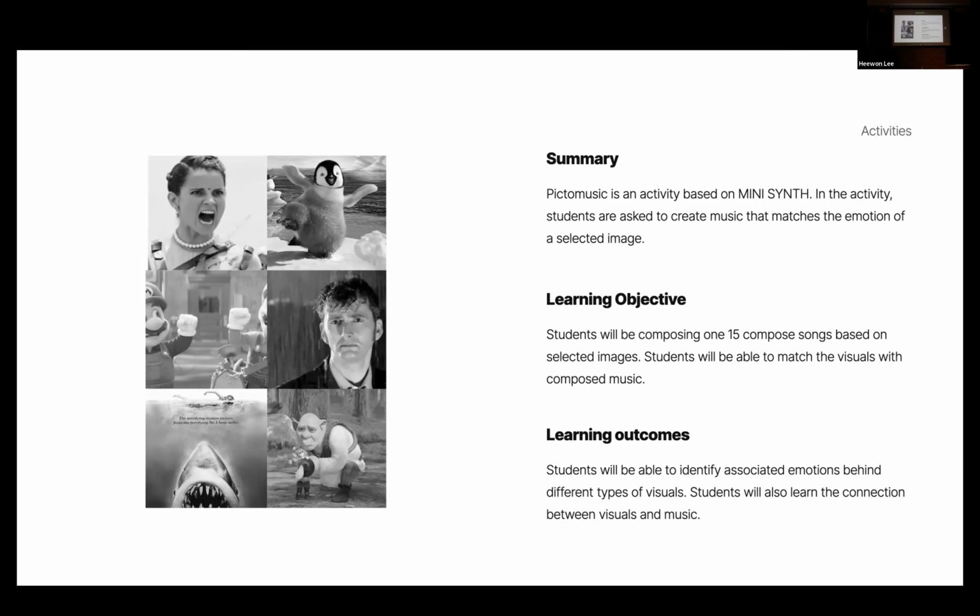Our learning objective is that students will be composing a 1:15 song based on the selected images. Students will also be able to match the visuals with the composed music. As an outcome, students will be able to identify associated emotions behind different types of visuals, and will also learn the connections between visuals and the music.